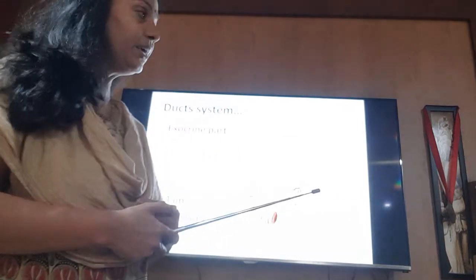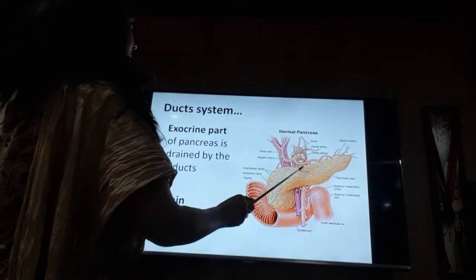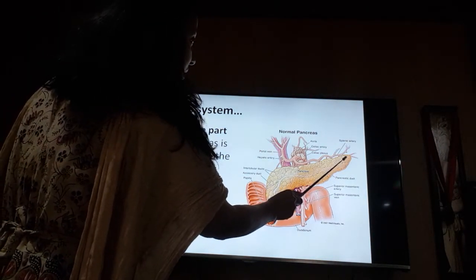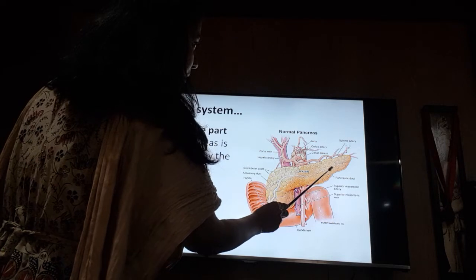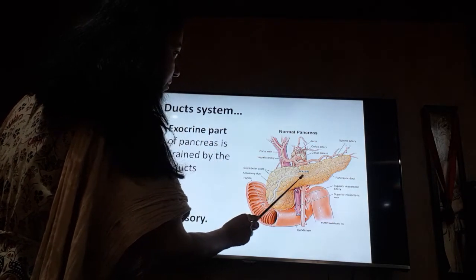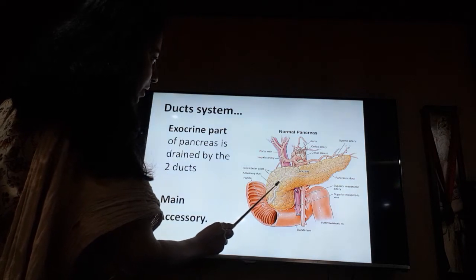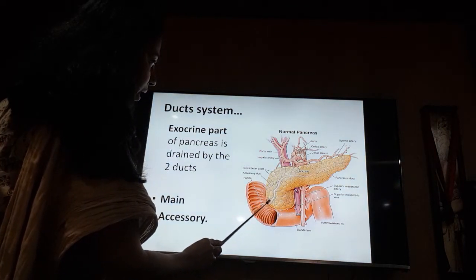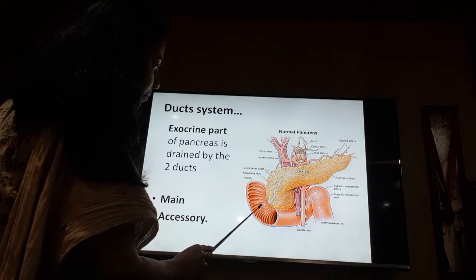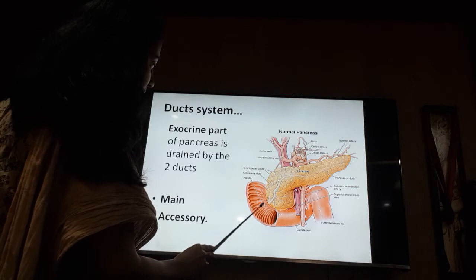So there are two ducts, but the main duct is this that you can see, which is starting from the tail end, see, and receiving its tributaries almost perpendicularly. This duct is coming down here, it is enlarging here, and then it is joining the bile duct and opening in the second part of duodenum, and this is called major duodenal papilla.